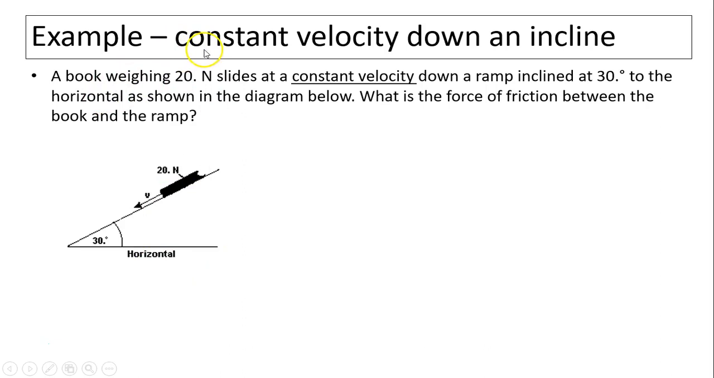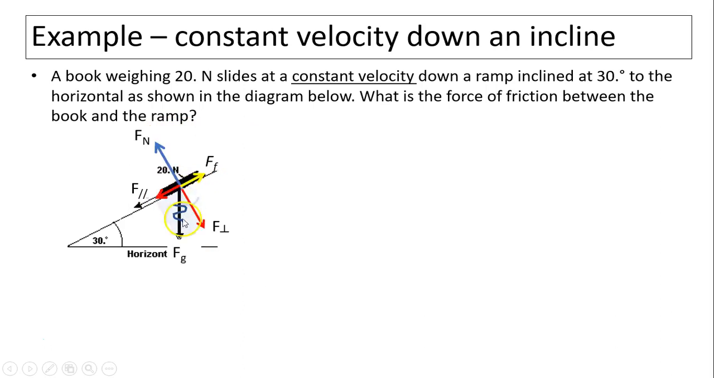Let's take a look at an example of a constant velocity down the incline. Constant means equilibrium, right? A book weighs 20 newtons, that's the weight. It slides down at a constant velocity down the ramp inclined at 30 degrees to the horizontal, as shown in the diagram. What is the force of friction between the book and the ramp? So it tells you there is a friction force.